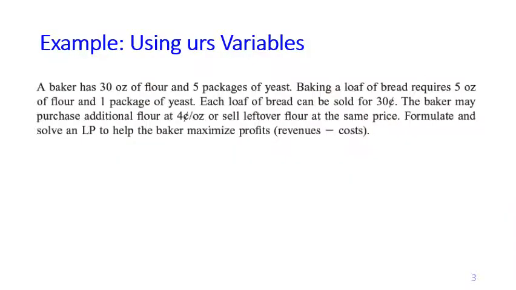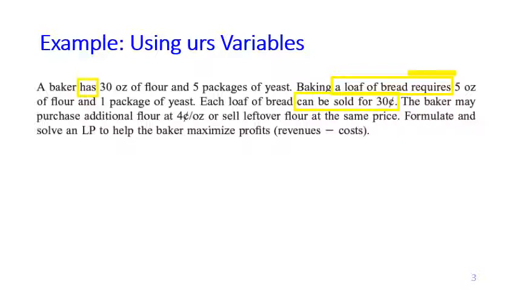Let's see a problem where we may use a URS variable. So in this case, a baker bakes a loaf of bread that requires 5 ounces of flour and 1 package of yeast. So whenever you see the word requires, it must be talking about the constraint. And also at the beginning of the problem, it says has 30 ounces of flour, 5 packages of yeast. This kind of availability also talks about the constraint. Each bread can be sold for 30 cents.